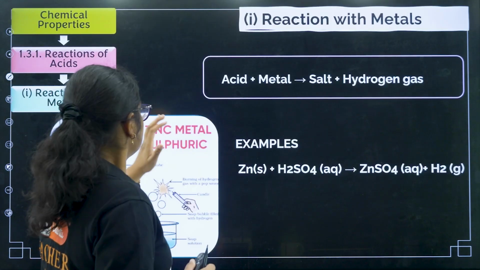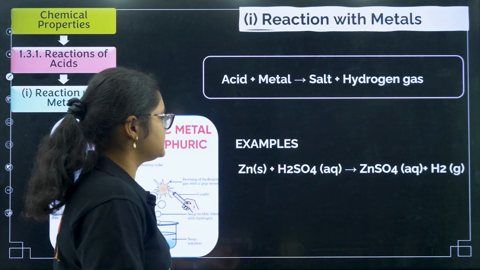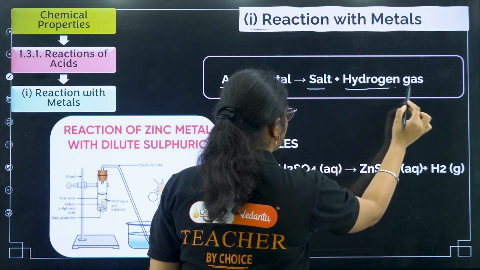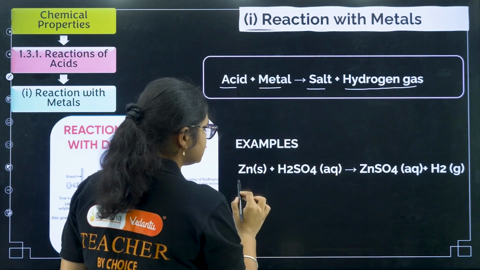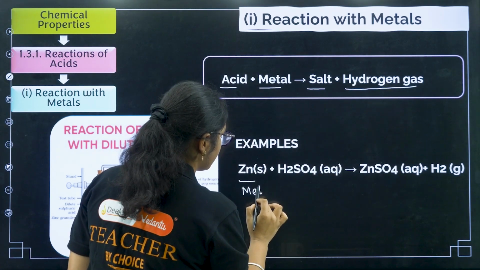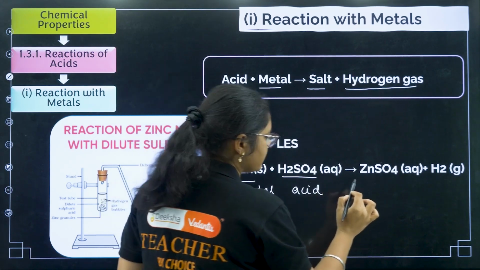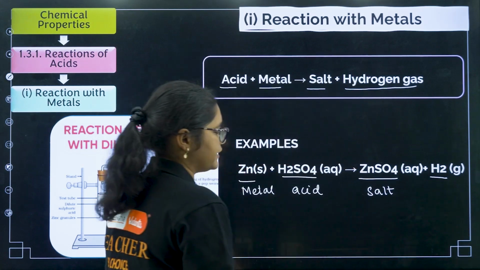First we are studying reactions of acids with metals. This is very important. Acid reacts with metals to give you salt and hydrogen gas. This is very important, hydrogen gas. For example, if Zn is a metal reacting with an acid, what we will get first is ZnSO4, which is a salt, and then hydrogen gas.